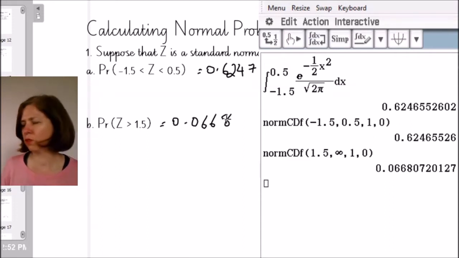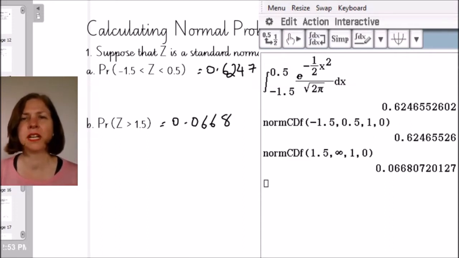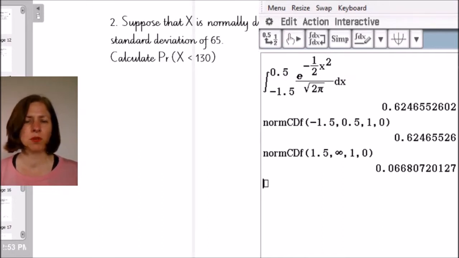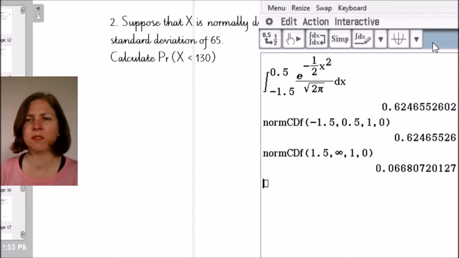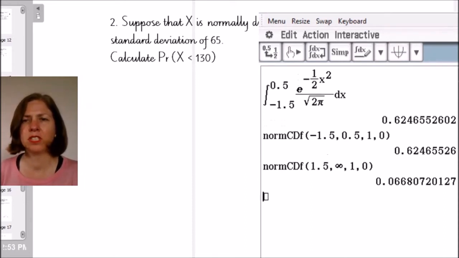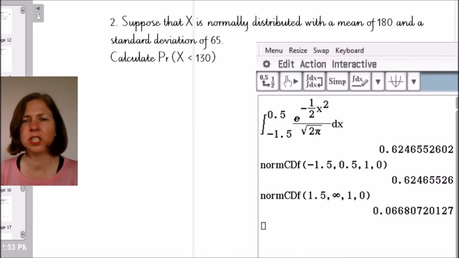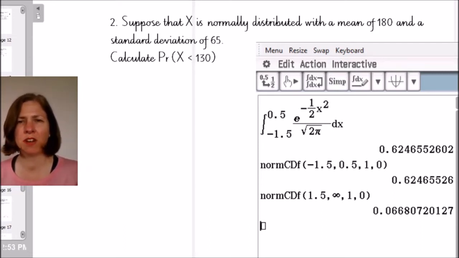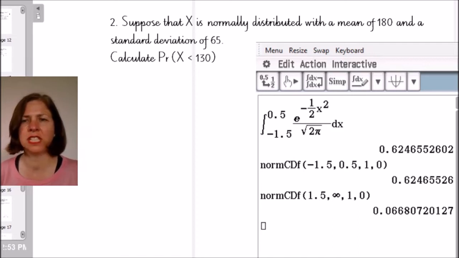And that's all there is to it. So let's just very quickly do an example that is not a standard normal. So we'll have to change the mean and the standard deviation. I'm looking for the probability that X is less than 130 for a normally distributed value with a mean of 180 and a standard deviation of 65.